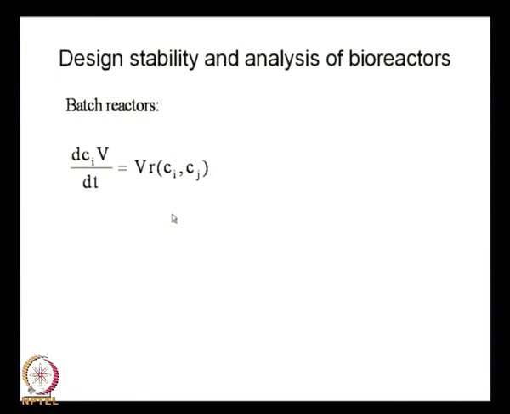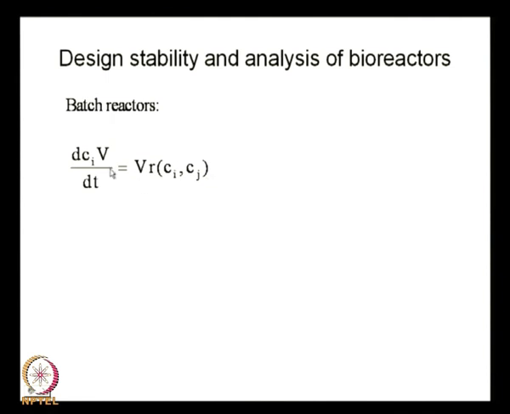It's just volume balance and the product, one for the concentration of the product. So, this is the balance for the concentration of the product. As you can see over here, d/dt of Ci times V is V times R, R being the reaction rate, and R is a function of Ci and Cj, that is all components, fine.